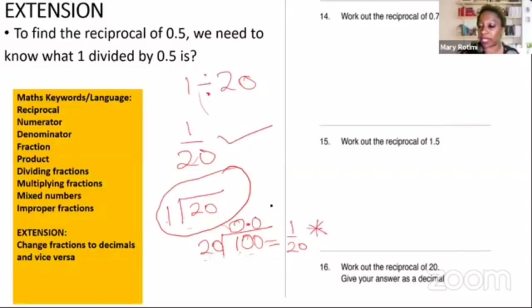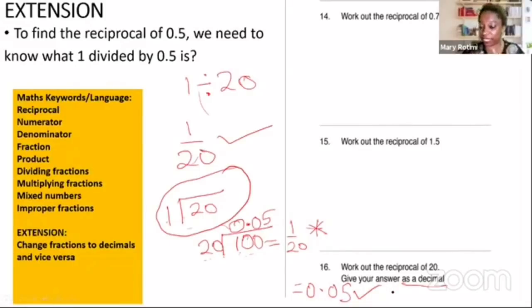How many lots of 20 in 100? Yes, we know there are 5 lots of 20 in 100. So 1 over 20 as a decimal is 0.05, guys. That's how you can get your maximum mark in for GCSE exams. We are talking about exams here, and that's why I'm doing what I'm doing.